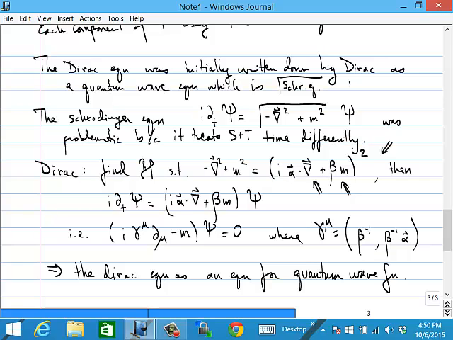Any questions? Is that familiar to those of you who've seen the Dirac equation before? You probably didn't see it phrased in terms of the gamma matrices. That's just an efficient repackaging of the same equation. Good. Questions? Okay.